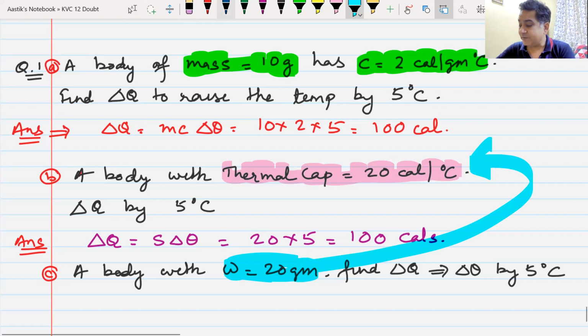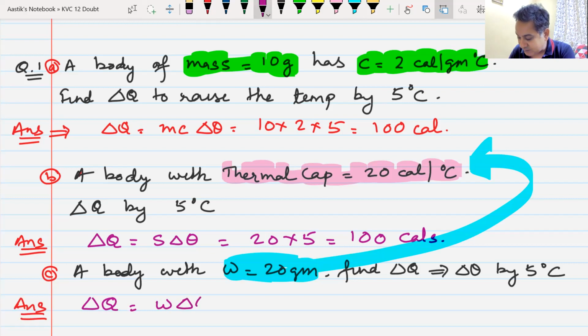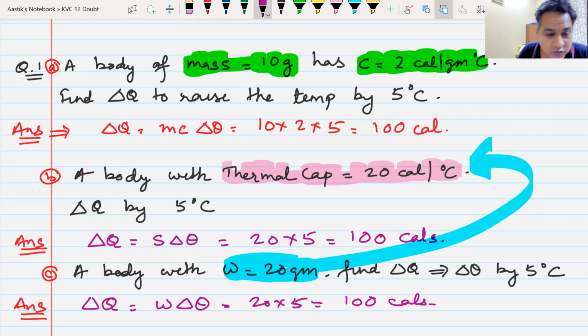That is how you can find it out. This is the best way I have found to understand water equivalent, because if I tell you the definition, it might be confusing. You just multiply W by delta theta and you will end up with 20 multiplied by 5, which is 100 calories. So this is how you understand this. I hope this is clear to everyone, because I have not seen any of these three terms, water equivalent, in the exam in quite a while, but you never know.